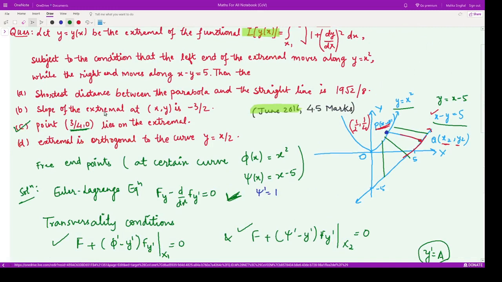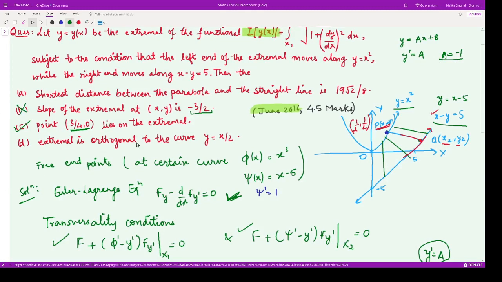Moreover, you need to check whether the slope of this extremal at the point (x, y) is -3/2. So your extremal was y = ax + b. Slope was y' = a, but we have computed a = -1. So in this case, this is not correct. The slope of the extremal being -3/2 is not correct.